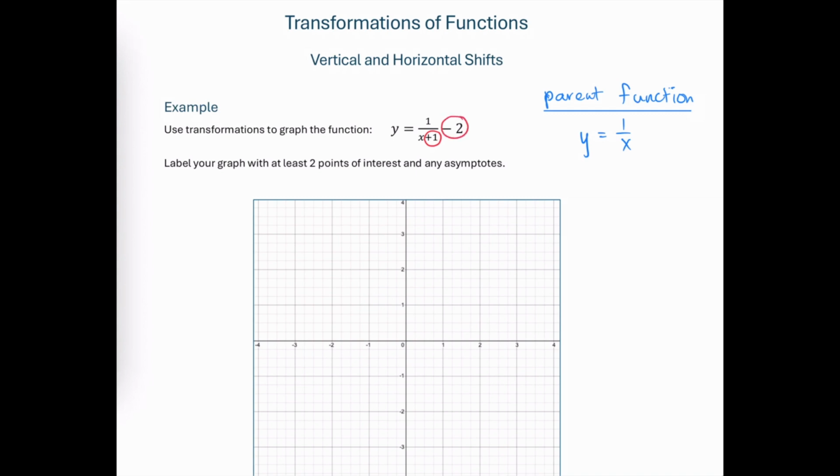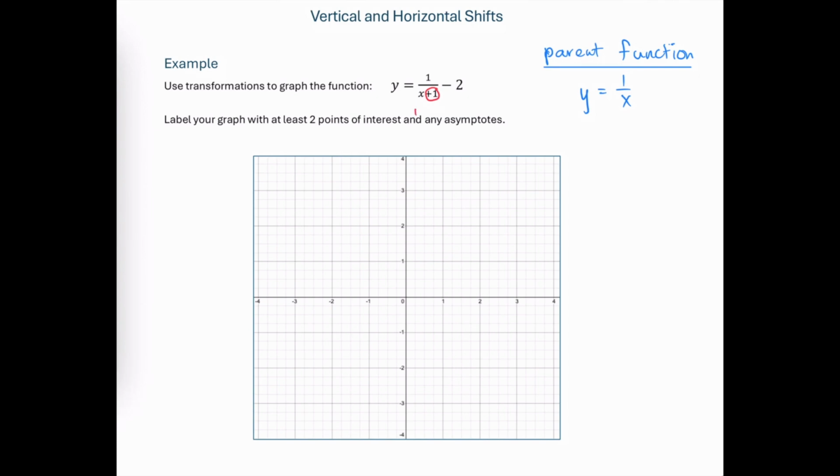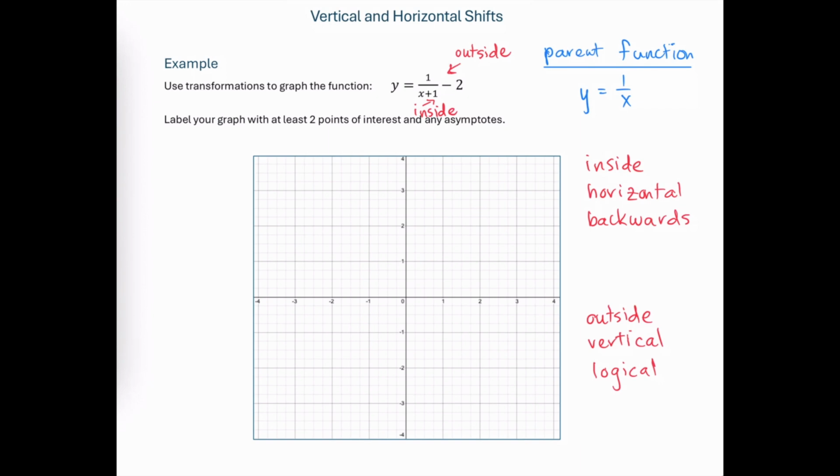down 2 units. This plus 1 is considered to be on the inside because it's in the same position as the x. It's receiving the same action as the x. It's in the denominator. This minus 2 is considered to be on the outside. Any of the inside transformations are horizontal transformations and backwards from logic. So a plus 1 is going to take this graph to the left 1. Any of the outside transformations are going to affect the graph vertically, and they go in a logical direction. So again, we'll say this plus 1 is going to take the graph to the left 1, and this minus 2 is going to take the graph down 2.